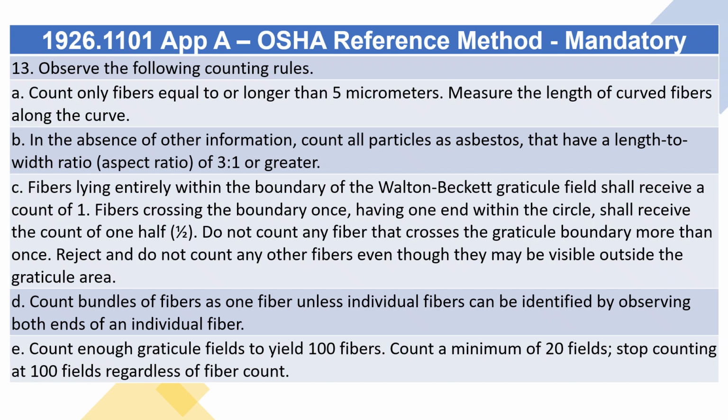C. Fibers lying entirely within the boundary of the Walton-Beckett graticule field shall receive a count of 1. Fibers crossing the boundary once, having one end within the circle, shall receive the count of 1/2. Do not count any fiber that crosses the graticule boundary more than once. Reject and do not count any other fibers even though they may be visible outside the graticule area. D. Count bundles of fibers as one fiber unless individual fibers can be identified by observing both ends of an individual fiber. E. Count enough graticule fields to yield 100 fibers. Count a minimum of 20 fields, stop counting at 100 fields regardless of fiber count.